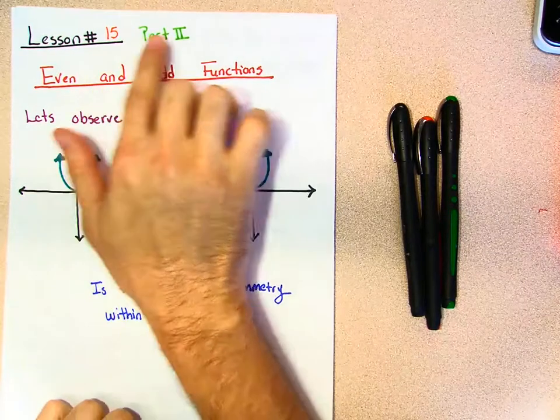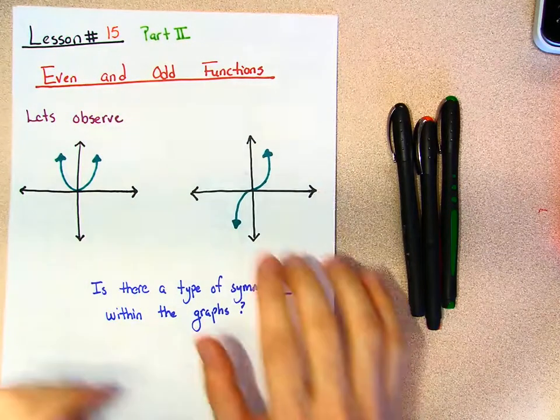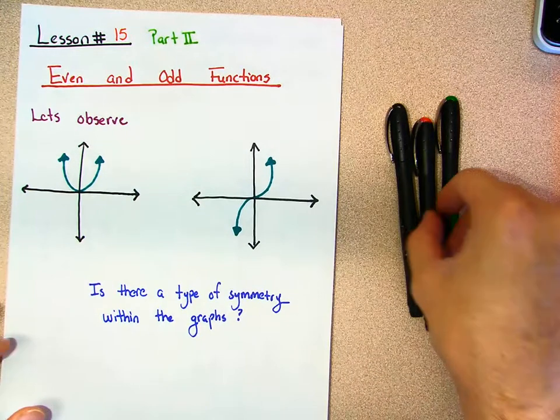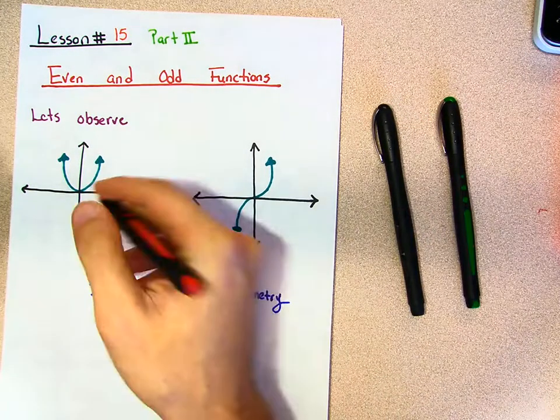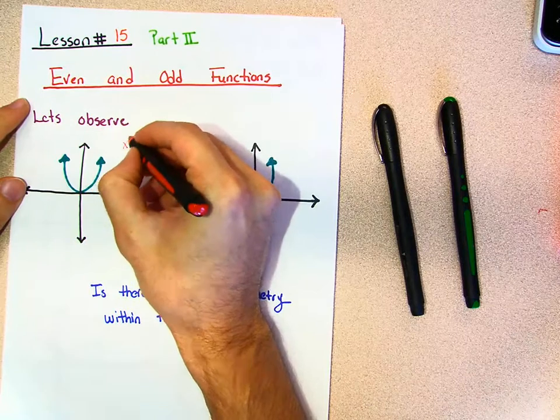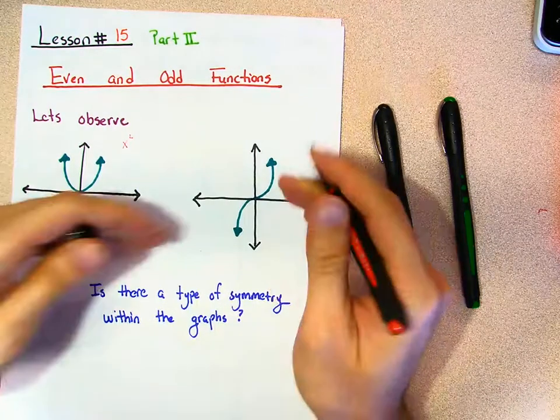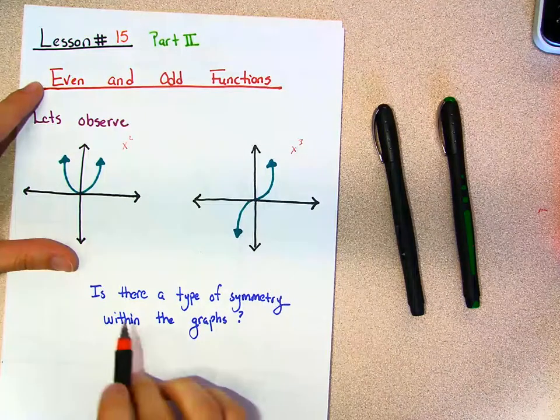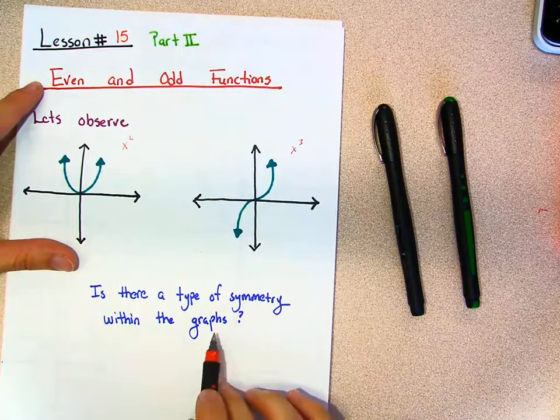So lesson 15, part 2, even and odd functions. Let's observe the following. If we have this graph over here, by now we should be okay with which graph this is. This will be some x squared. And if we look at this graph, what's the dance move? It's x cubed. What I want us to find is, is there a type of symmetry within the graphs?